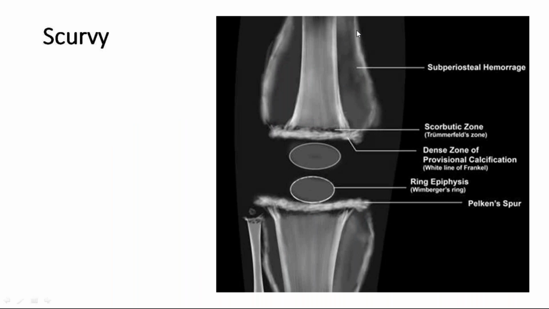Scurvy, all of you know the typical lines; subperiosteal hemorrhages are there. The Trummerfield zone is called a hypodense area, followed by the dense zone of provisional calcification. This is the white line of Frankel, and a ring of epiphyses.